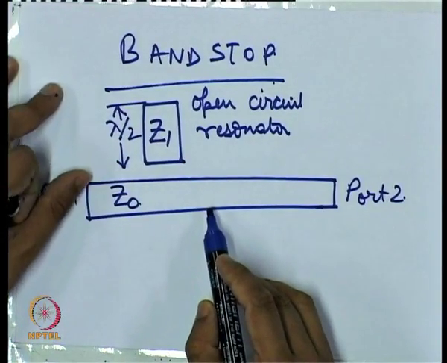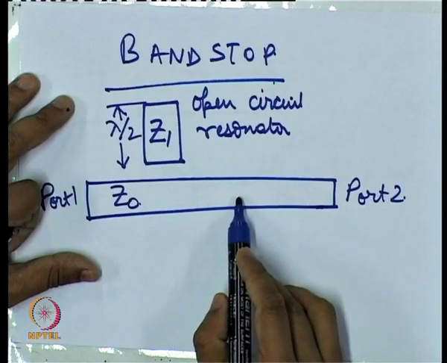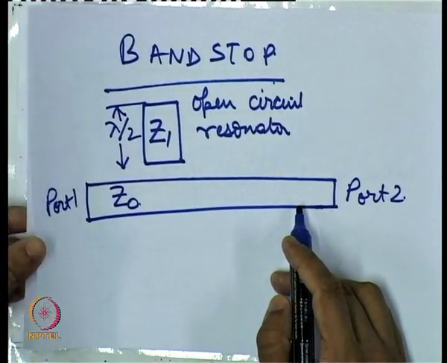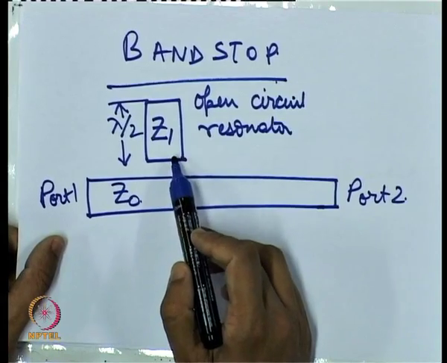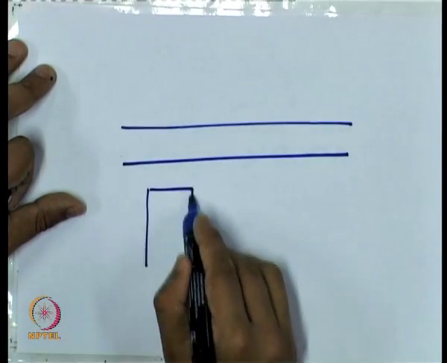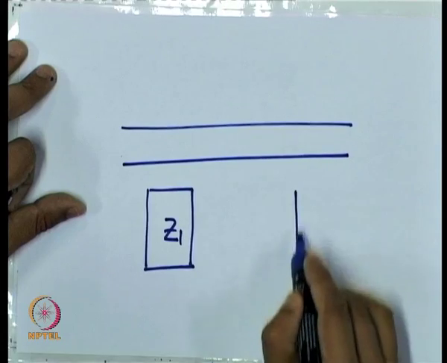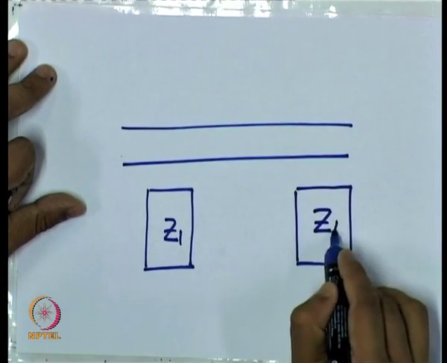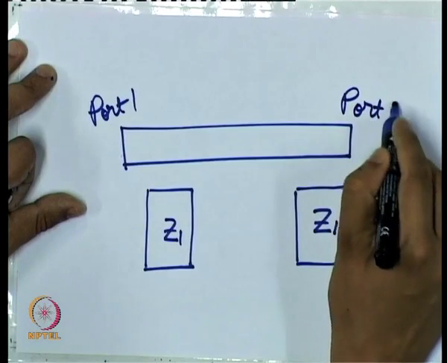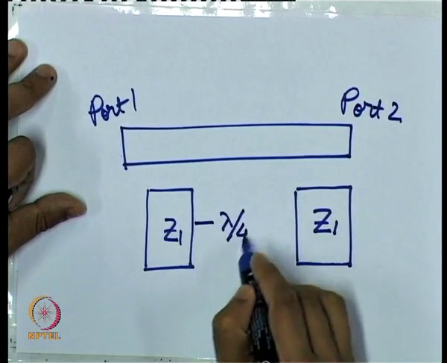So now, coming back to this circuit that we discussed a few minutes ago, if we have to use another resonator, we essentially need a shunt resonator in series. The other way of doing it is to have two open stub, gap coupled resonators in shunt like this, with a lambda by 4 distance between them.